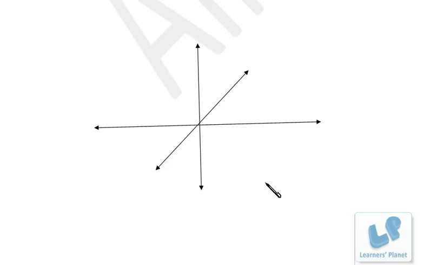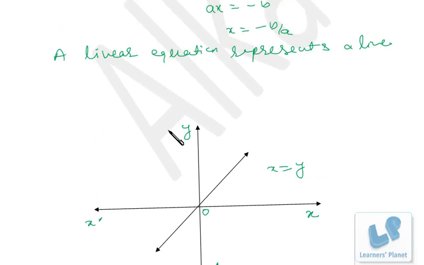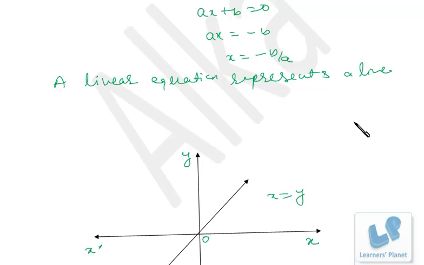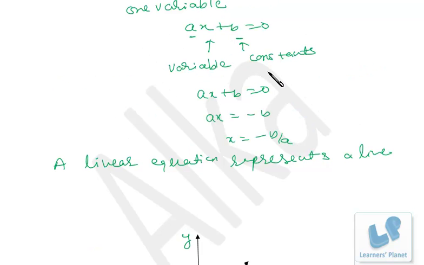So here we are having coordinate axis. This is origin, this is x-axis, x positive, x negative, y positive, y negative. This is OX axis, this is OY axis, and this is the line, right? And this is origin, so the line is passing through origin. Suppose I have x is equal to y, right? So when x is 0, y is 0, that means the line will pass through origin. So a linear equation represents a line, and we have discussed just now a linear equation with one variable.